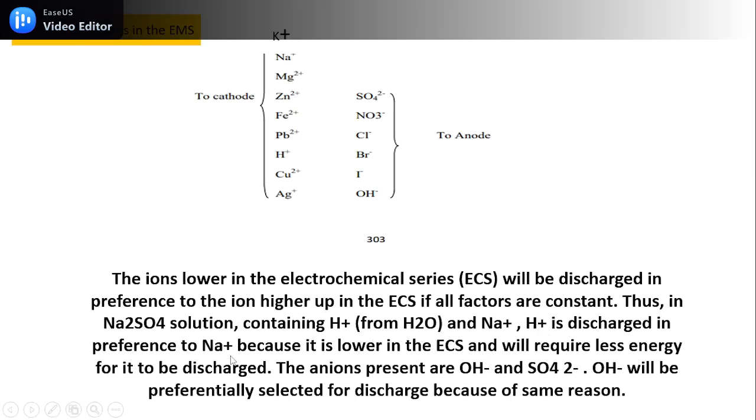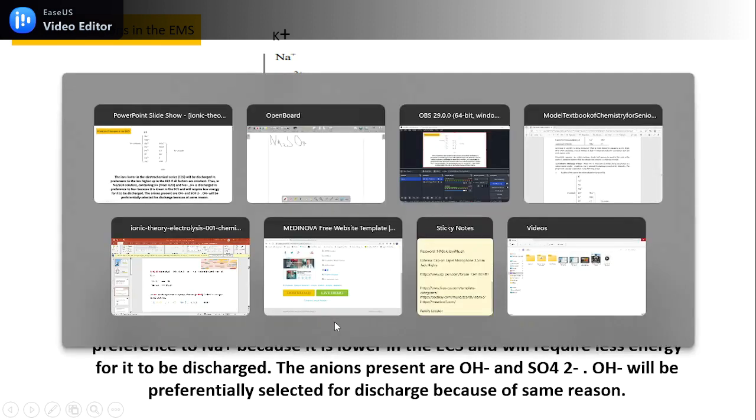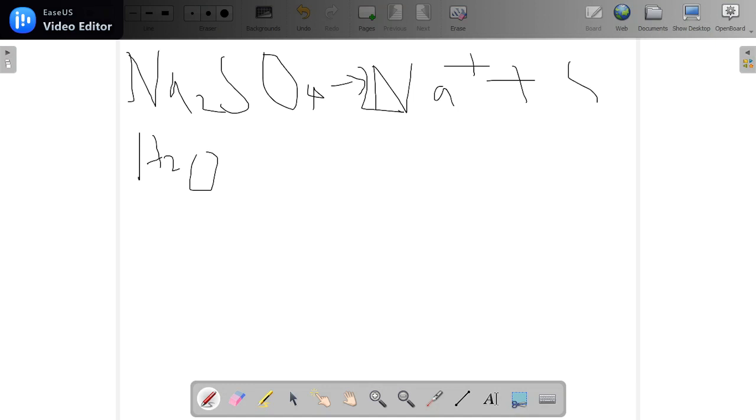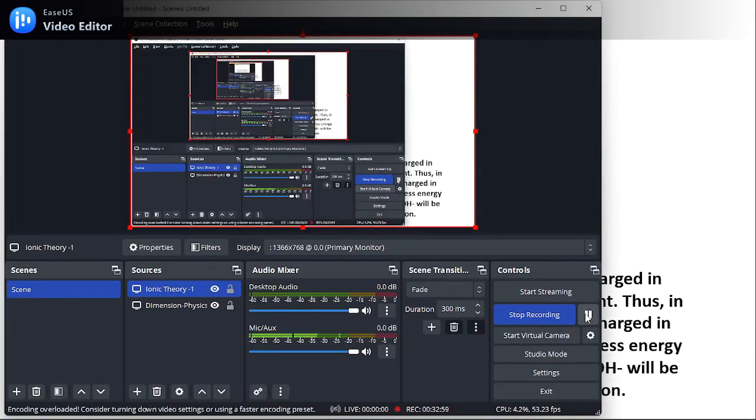Thus, in Na2SO4 solution containing H plus from H2O, in its solution state it will contain H2O. And looking at this, when this decomposes, we get 2Na plus and SO4 2 minus. You should note that, please. It's very important.